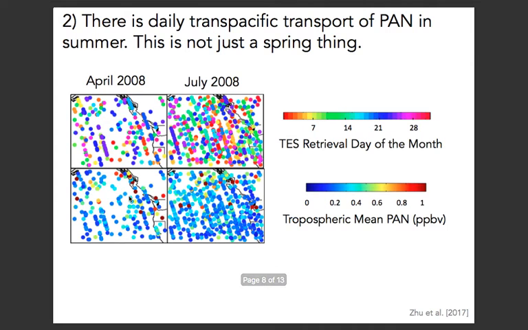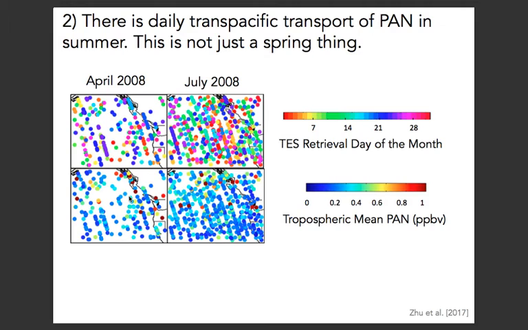So number 2, the River of PAN. This is a new thing that I've also learned. Here we're looking off the coast of Western North America. Here's April and here's July, so 2 seasons. All the dots here are successful TES PAN retrievals, so these are plumes that have crossed the Pacific in some way. At the top, they're colored by the retrieval day of the month, and at the bottom, they're colored by the tropospheric mean PAN.